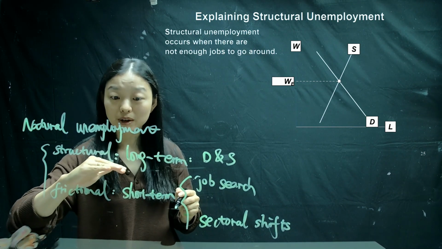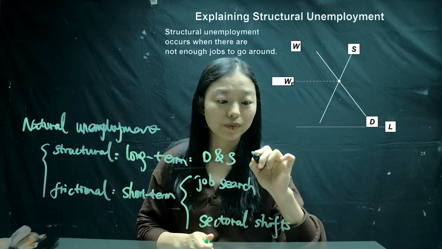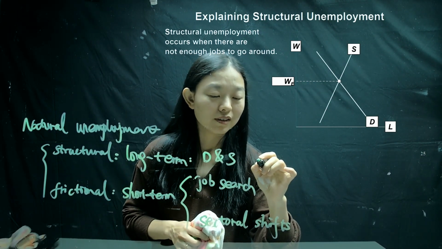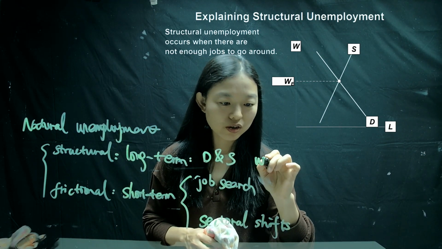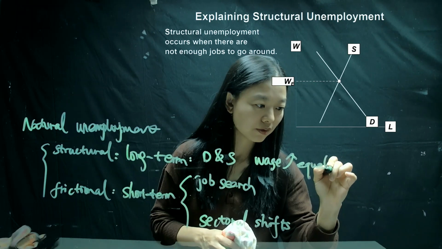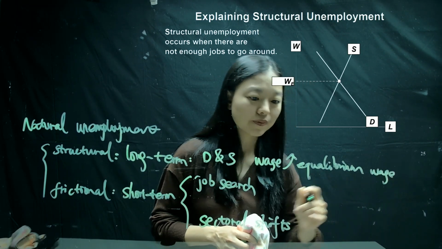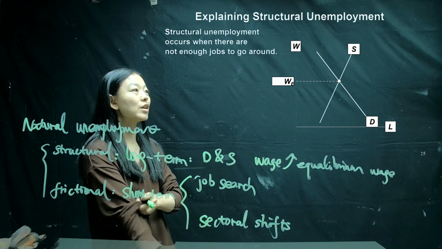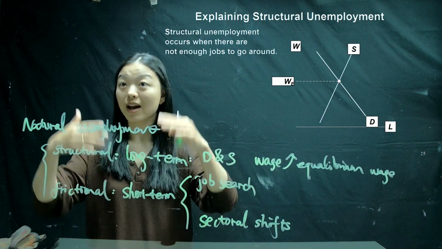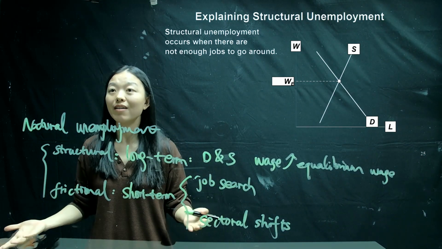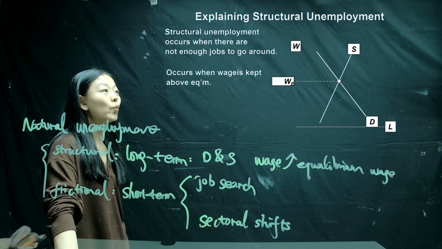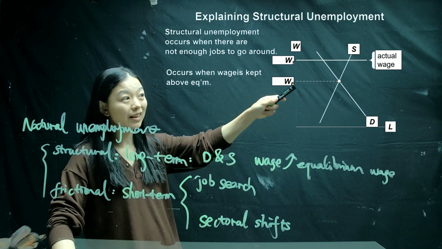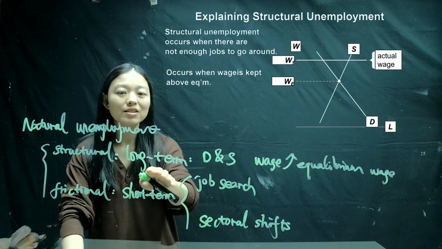Structural unemployment is also very natural and long term, because of a disequilibrium: the wages are above the equilibrium wage, which will result in there always being some excess supply of labor in the market. So structural unemployment occurs when there are not enough jobs to go around, which means that at higher wages, more people would like to work, but there are not enough job vacancies. It occurs when wages are above the equilibrium wage. So when the wages are above the equilibrium wage, there are always some workers who cannot find a job, and this is the long-term effect.